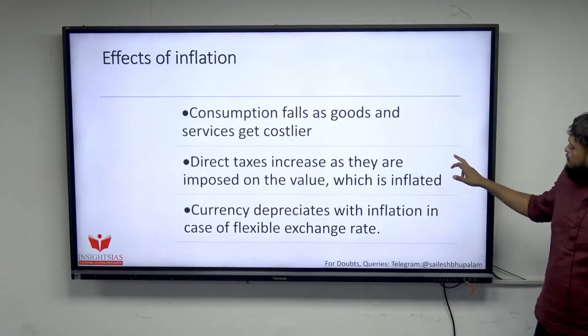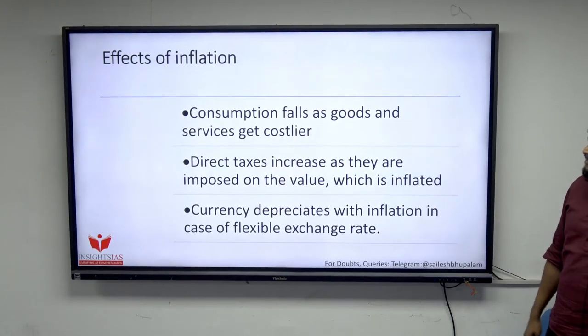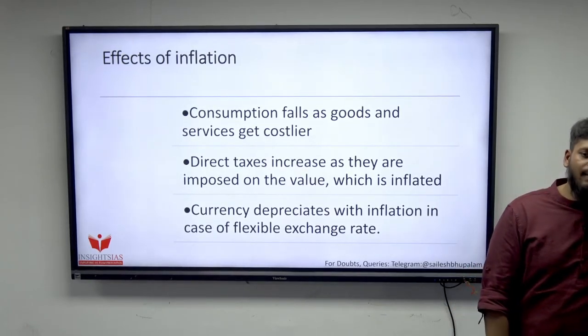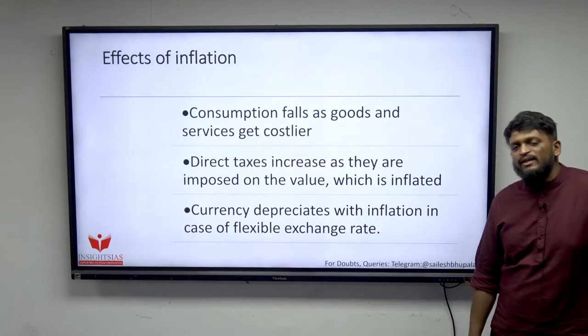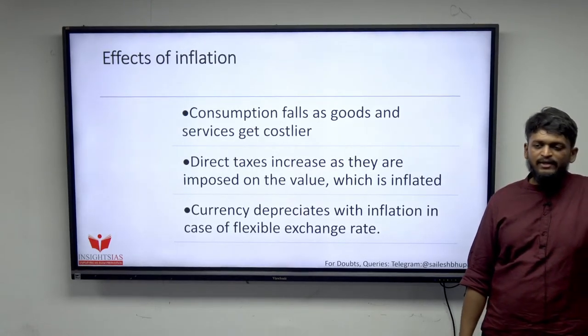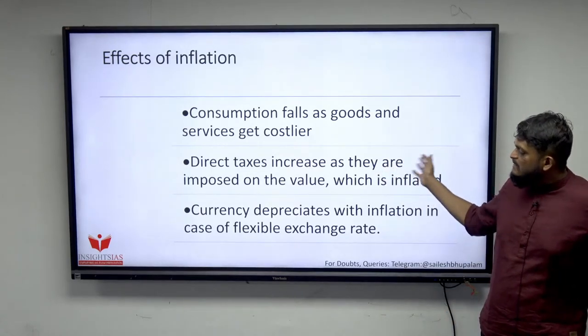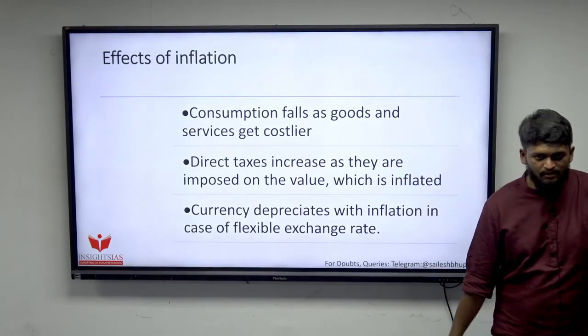So then consumption falls as goods and services get costlier. When high inflation is happening, people's disposable income has actually reduced. They will feel that everything is costly, let us postpone buying, and unnecessary spending is reduced. Direct taxes increase as they are imposed on value which is inflated.